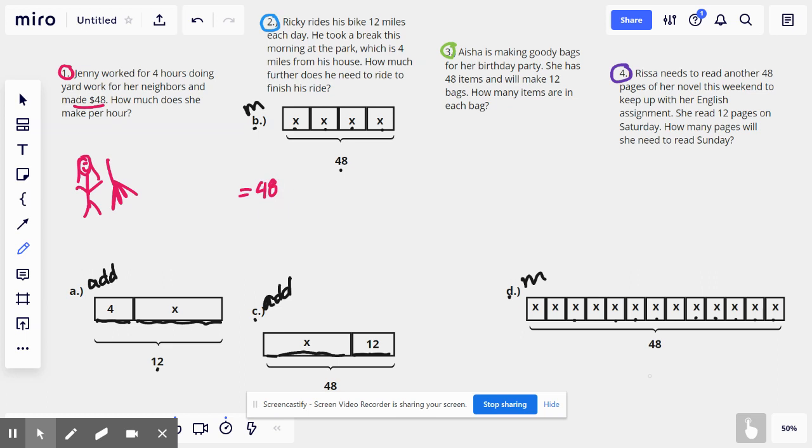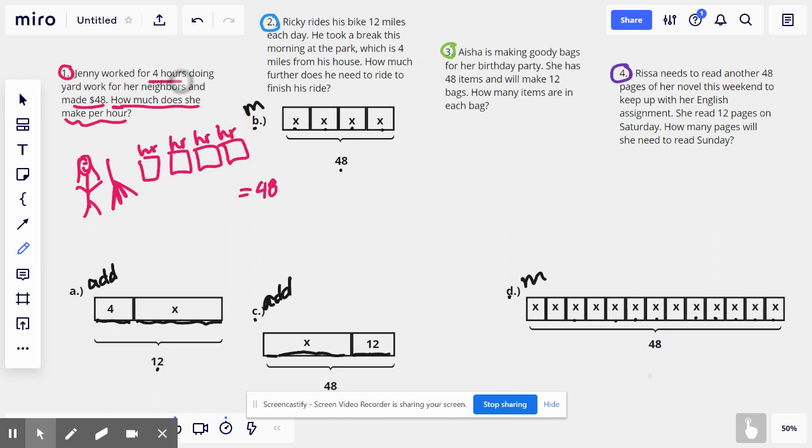Now, what are they asking us to look for? They're saying, how much does she make per hour? So in other words, how much does she make in 1 hour? Well, they don't tell us that, right? That must be our X. Whatever the unknown is, that equals the X. So she worked for 4 hours. She made a certain amount of money every hour, but I don't know how much that is. So I'm going to draw 4. That's an hour. That's an hour. That's an hour. And that's an hour.